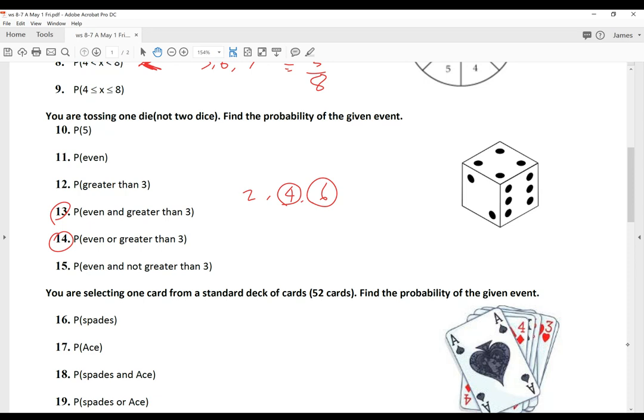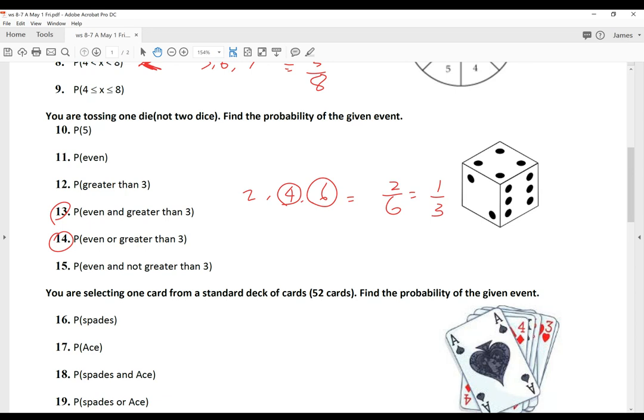Okay, so 2, 4, 6 is even numbers. Greater than 3 would be 4 and 6. So the answer is 2 out of 6. Again, reduce it to 1/3. Now number 14. This is different. What's the chance of getting either the even number or a number that's bigger than 3?